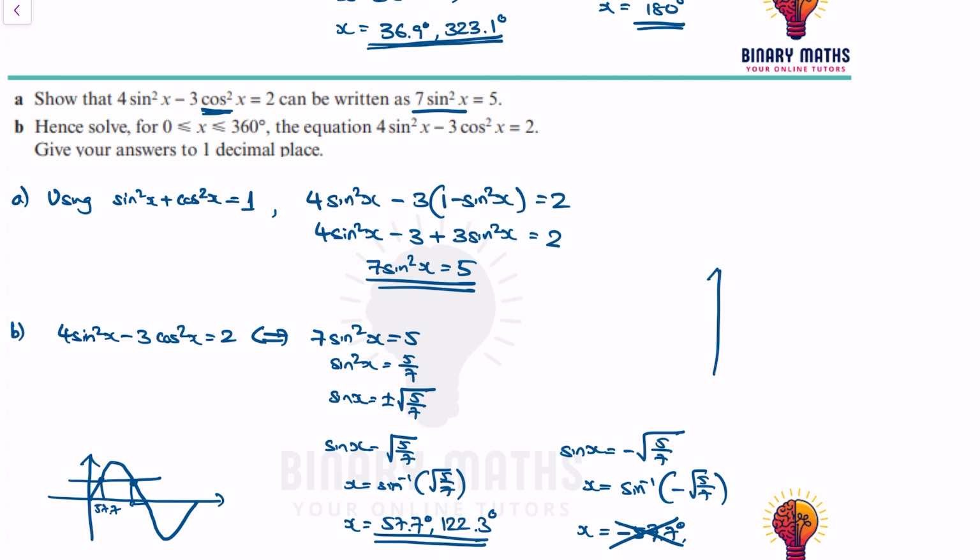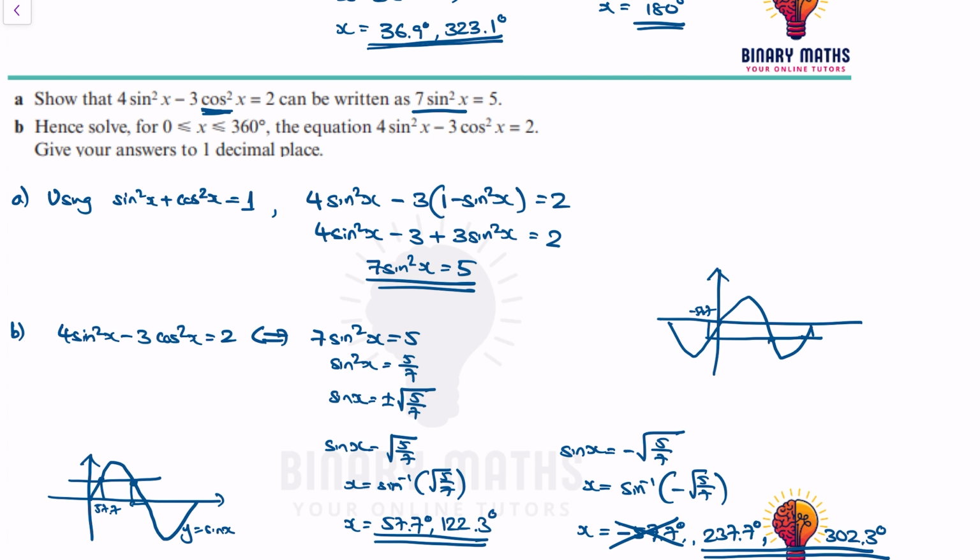But if I draw my sine graph out, so this is y is equal to sine x, which is here. Oops, sorry. Negative 57.7 is here. So what I need to do is I want to find this one and that one. So the first one's going to be 180 plus 57.7, which is 237.7 degrees. So that's the first value. To find the second value, which is here, I need to do 360 take away 57.7, which is 302.3 degrees. So that would be it.